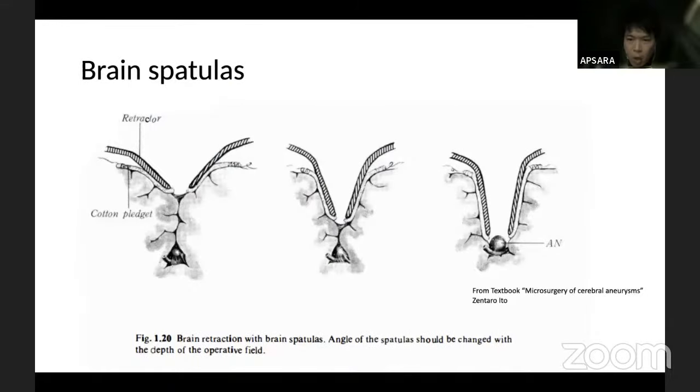This is a very old textbook, but very informative. Professor Ito made this wonderful view, in which first we use the retractor. The first step is a very shallow angle, then gradually go to the deep area. It's very important to protect the brain. So please understand this movement.